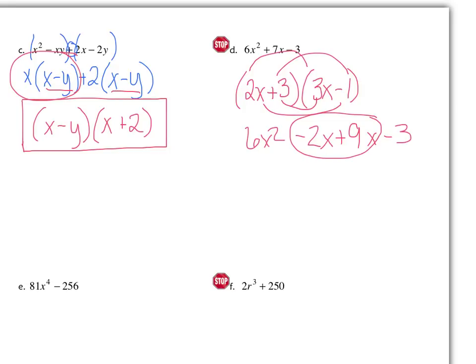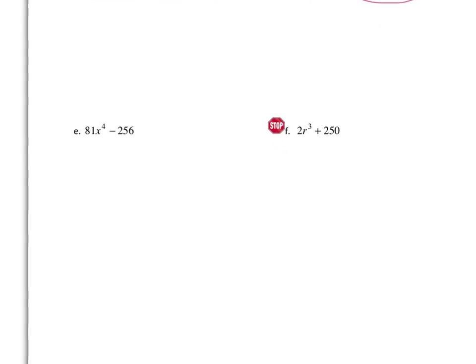All right, part C here. We have 81x to the fourth minus 256. Looking for a GCF, there isn't one, so we have to see, we have two terms. Is this a difference of two squares? Is it a sum of two cubes or a difference of two cubes? Well, because we have an x to the fourth, it's not going to be a cubic, so we're going to check if these are all perfect squares. Is 81 a perfect square? It is. X to the fourth is a perfect square, and 256 is a perfect square.